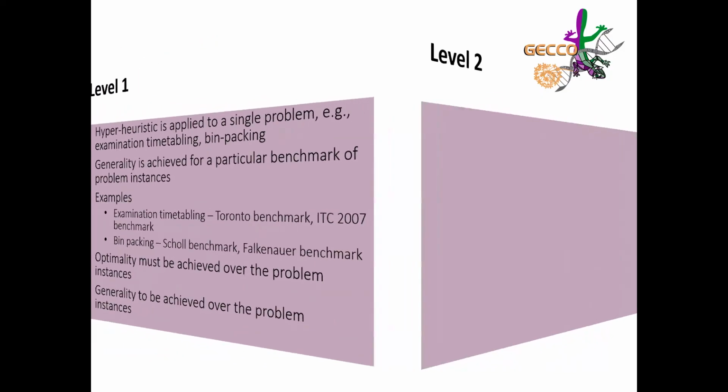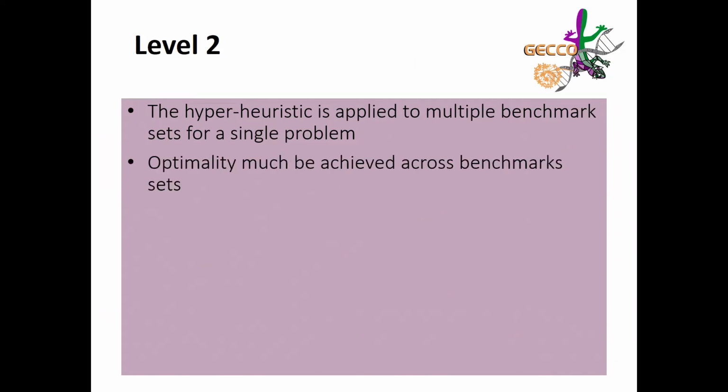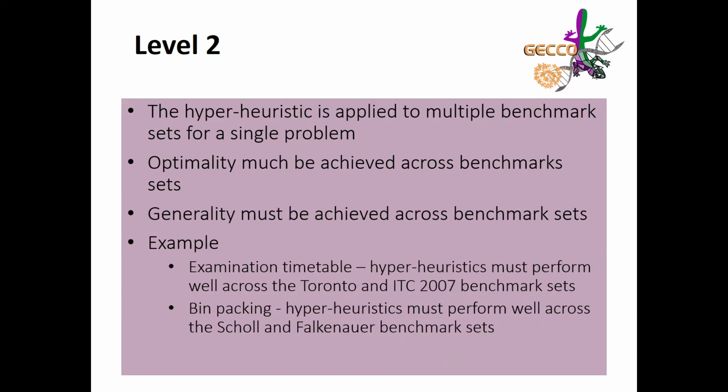Okay, then if you're looking at level 2, you have a hyperheuristic that's applied to multiple benchmark sets for a single problem. So optimality must be across all those benchmark sets. Generality must also be across those benchmark sets. So for example, for examination timetabling, instead of treating each of those sets individually, they're all going to be one whole pool of problem instances that you're solving. And like I said, you could also do training and testing if you wanted to. Similarly with bin packing, where previously they were treated for level 1 as separate sets, we're now sitting over all of them.